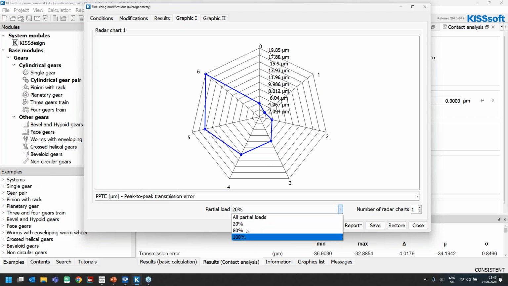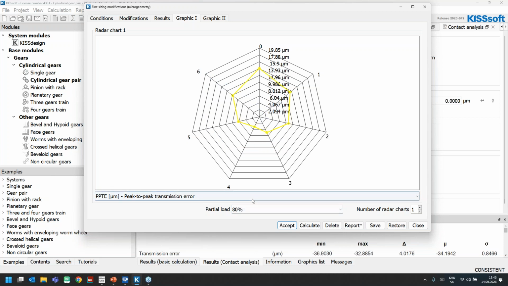But have a look how it behaves at 80% of partial load. So the solution we saw before, this one, is no longer optimal for 80% of load. It's solution number 4. Or for 100% of load, it looks again different. So now we can actually show all the partial loads, and we can discuss this if you like, but in my opinion, I really find this solution very attractive. Because if you look for all the partial loads, we have sort of similar and small transmission error.